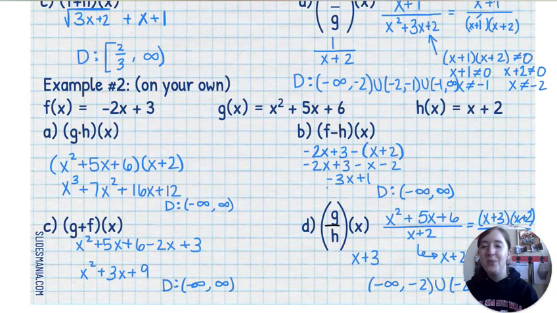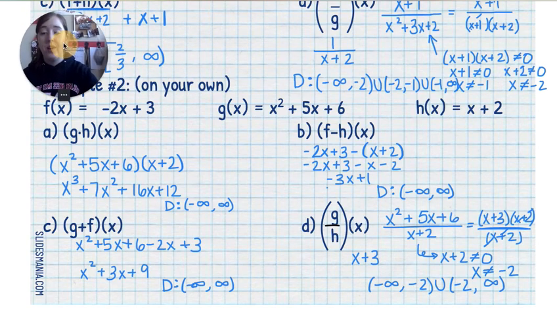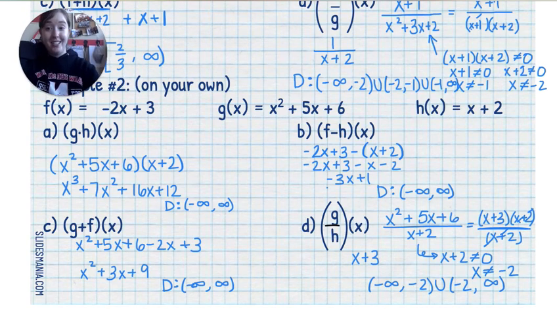All right, so on that first one, you multiplied g and h together, and after you simplified, you got x cubed plus 7x squared plus 16x plus 12. There's no restrictions on that domain, so we have everything from negative infinity to positive infinity. On b, you subtracted f minus h, so you made sure to distribute that negative out to h, and we ended up with negative 3x plus 1. There's no restrictions on there, so our domain is negative infinity to positive infinity. On C, we added f and g together, so after we combine like terms, we end up with x squared plus 3x plus 9. There's no restrictions on that domain, so we have everything from negative infinity to positive infinity.